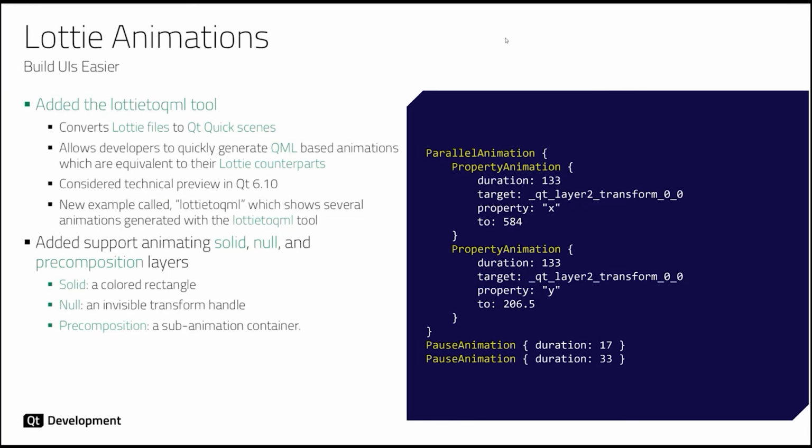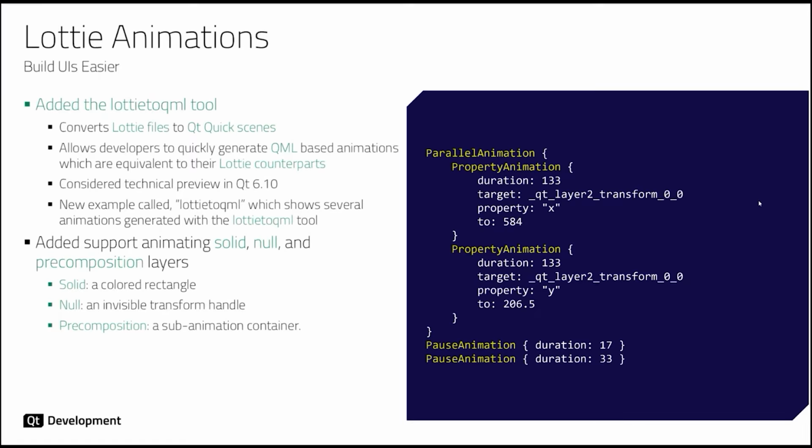All right, so just another couple things on these Lottie animations. There's also a new tool called Lottie to QML, which is a tool that is available to convert Lottie files to Qt Quick Scenes. So very similar to the SVG to QML tool. This allows developers to create QML-based animations, which are equivalent to their Lottie counterparts. So this is in technical preview in Qt 6.10, and we can see on the right here a result of a Lottie to QML conversion, essentially.